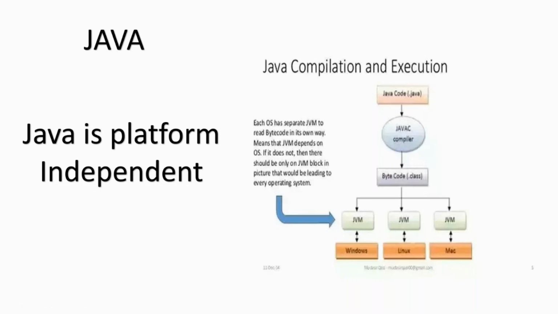You will get to know more about this in upcoming classes. I'll try to take the internal structure of JVM and how it works and all that, so you may get more understanding. You can also read this to get more clarity. Each OS has a separate JVM to read that bytecode in its own way. That means JVM depends on the OS, otherwise there would be only one JVM that could read on every operating system.